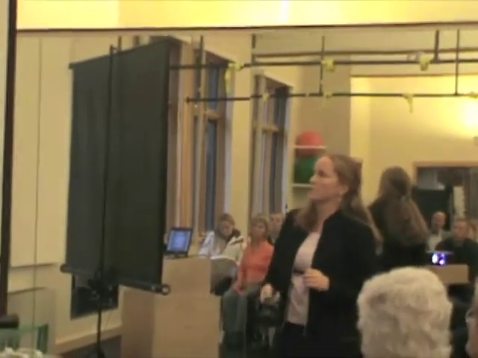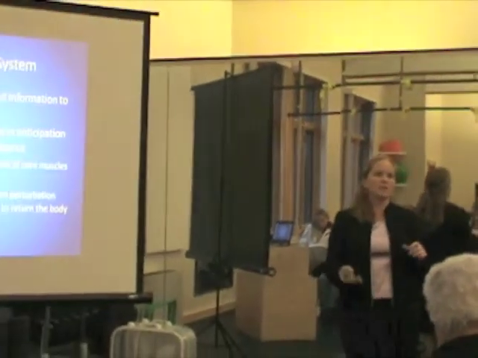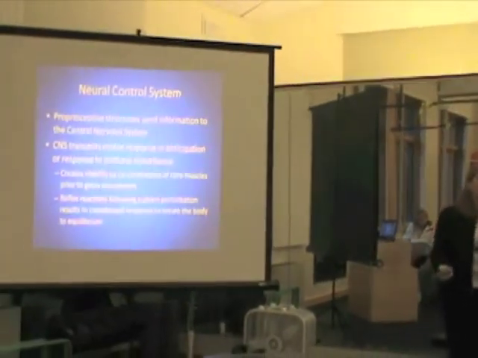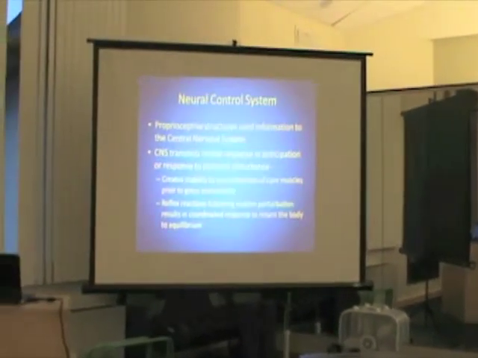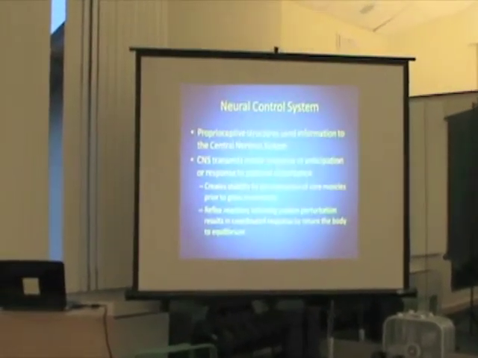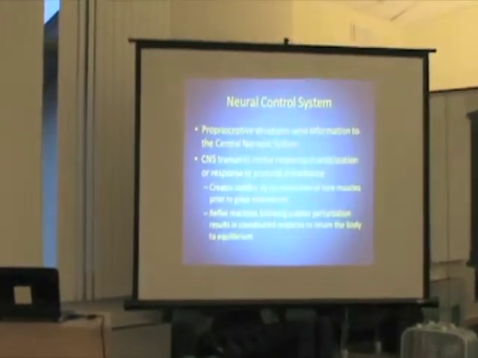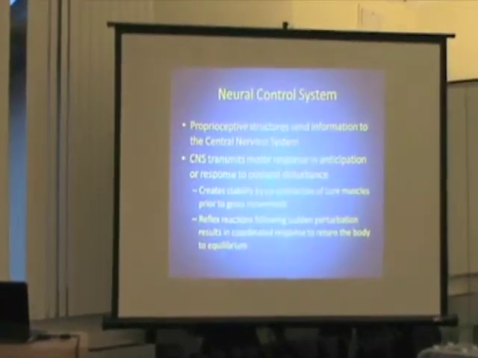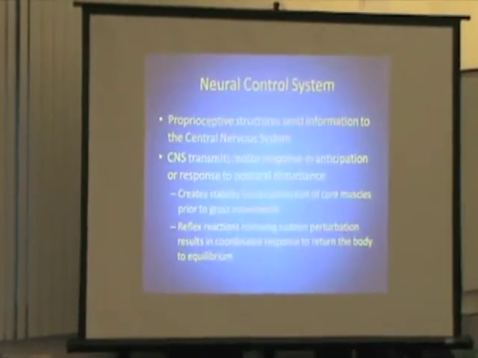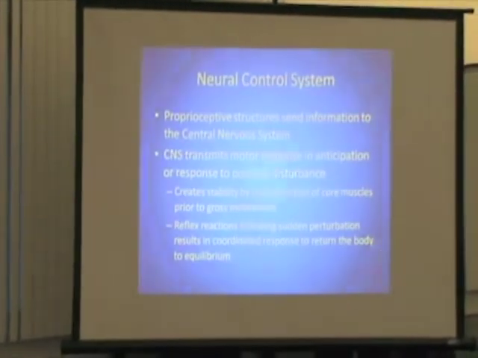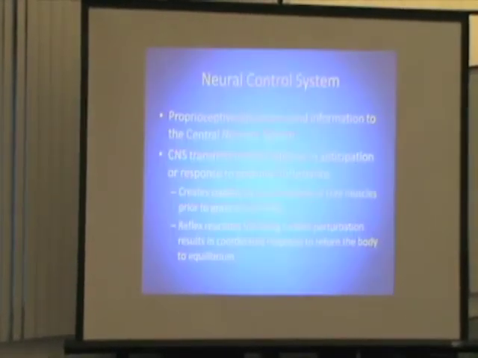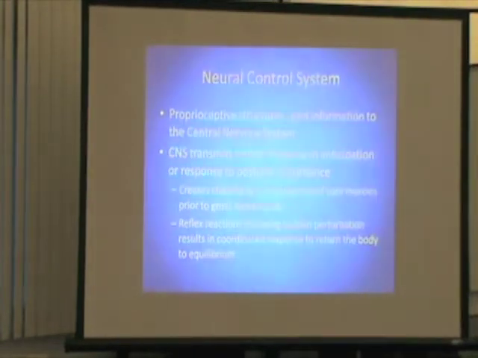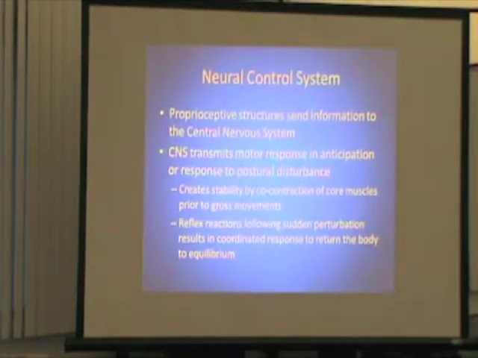So those are the muscles, and then you've got your neural control system. These are going to be all the proprioceptive structures in your muscles and joints that send information to the central nervous system. The central nervous system then tells these muscles what to do based on the information that they get. It's going to tell you either to contract your muscles to prepare for a movement. So they're the ones that tell you to contract your abs so you stay upright, so that when you flex your hip, instead of bending over, you stay upright and lift your leg. And then if you're hit, suddenly they're the ones that send a message back to get you to stabilize before you fall over.